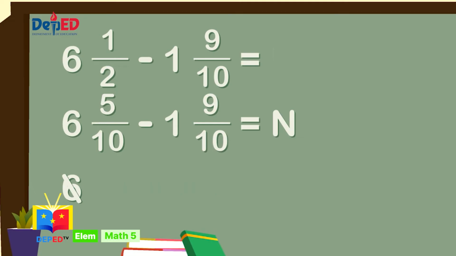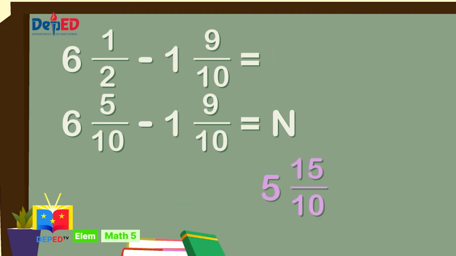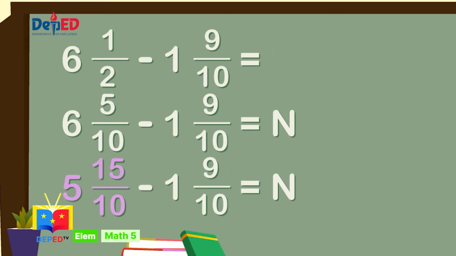So 6 will now become 5. The equivalent fraction of 10/10 will be added to 5/10. Now, let's add 5 and 10/10 to 5/10. 6 and 5/10 becomes 5 and 15/10. 15/10 is greater than 9/10. We can now proceed to step 3 with a final number sentence. 5 and 15/10 minus 1 and 9/10 equals n.